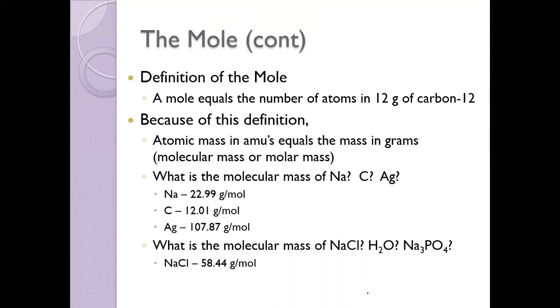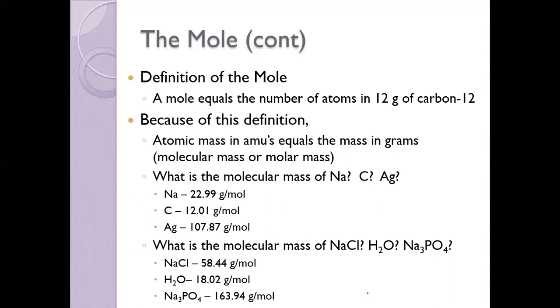So water, again, as a molecule, it's got 2 hydrogens plus 1 oxygen. So if I add up 2 hydrogens, each is 1.01, oxygen is 16.00, gives me a molar mass of 18.02 grams per mole. Sodium phosphate, Na3PO4, I need to add up 3 sodiums, 1 phosphorus, and 4 oxygens, gives me an overall molar mass for sodium phosphate of 163.94 grams per mole.